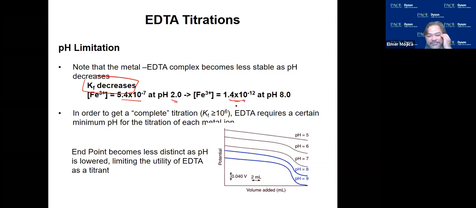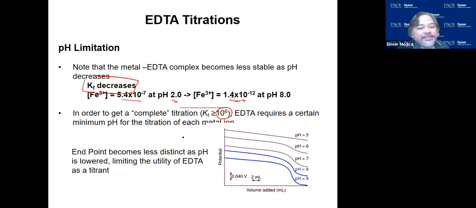So what happened? What happened to the concentration there as the pH increases? The Fe3+ concentration went down. So in order to get a complete titration, the Kf should be 10 to the 6. And EDTA requires a certain minimum pH for the titration of each metal.